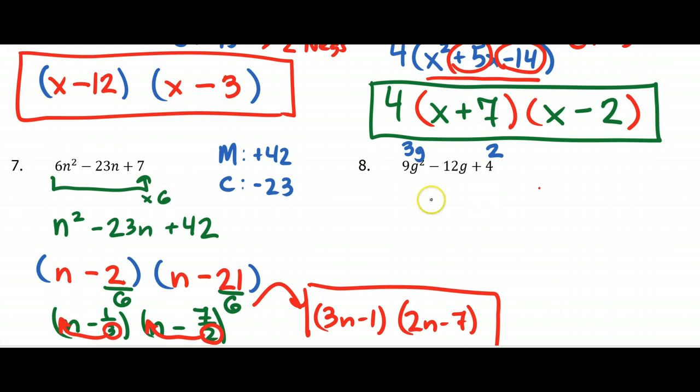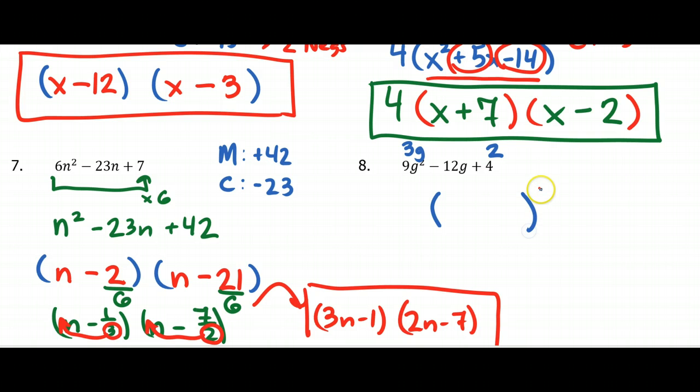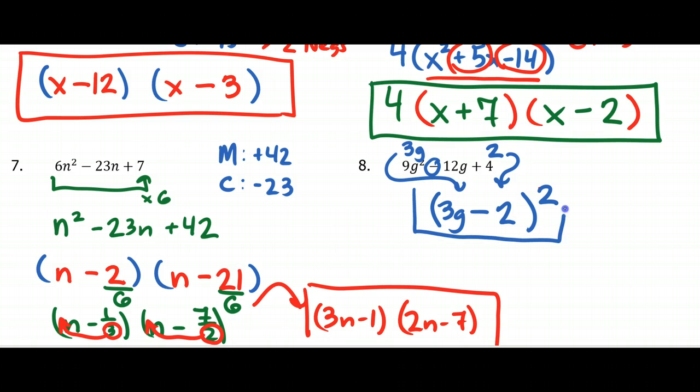This is going to factor into a binomial squared, okay, so something that looks like this. The sign is going to follow our middle term sign, so this will be a negative here in the middle. And all I need to do is take that 3g, the square root of my first term, it's going to come right down here. And then the square root of my last term, that 2, will come right down here. So this factors into 3g minus 2 quantity squared.